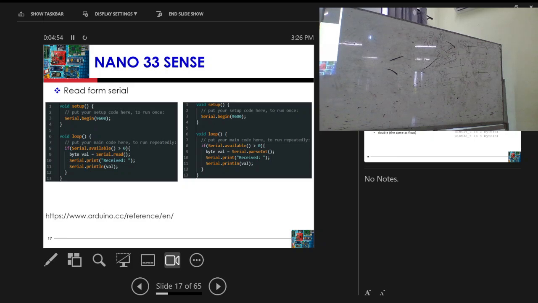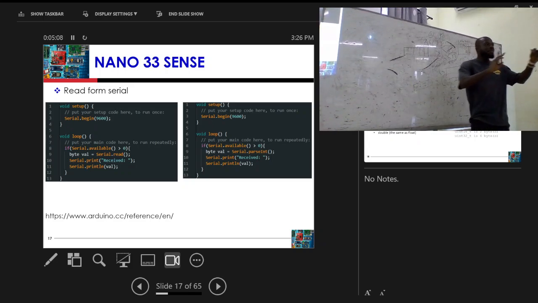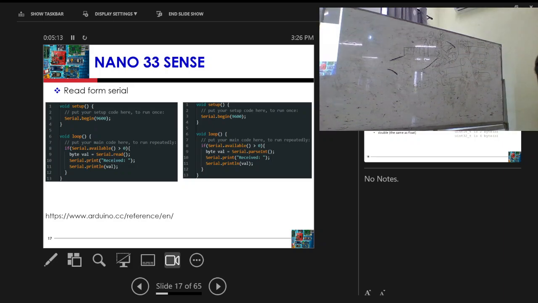What is the data type? Byte. Your byte is what? Eight bits. So, common sense: a byte is 8 bits. The largest number a byte can store is 11111111, eight ones of them, and that is 255.